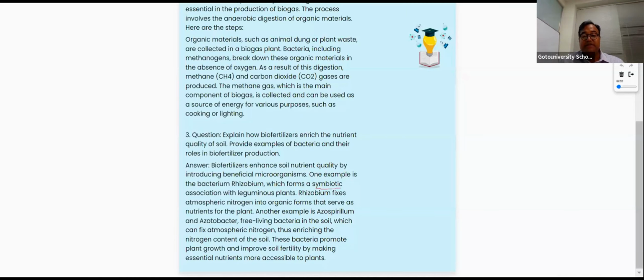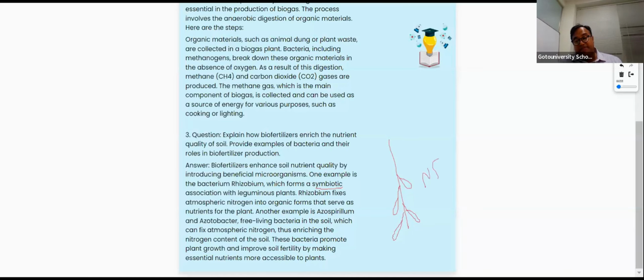Because the rhizobium is also getting benefited from the leguminous plant root. That is why we say symbiotic association of the rhizobium bacteria along with the leguminous plant root. This leguminous plant root is giving the platform for the rhizobium to survive. This rhizobium makes plenty of root nodules over the root nodules of the leguminous plants.